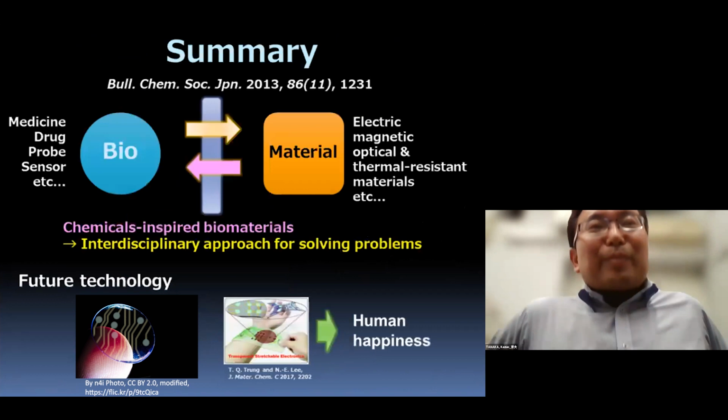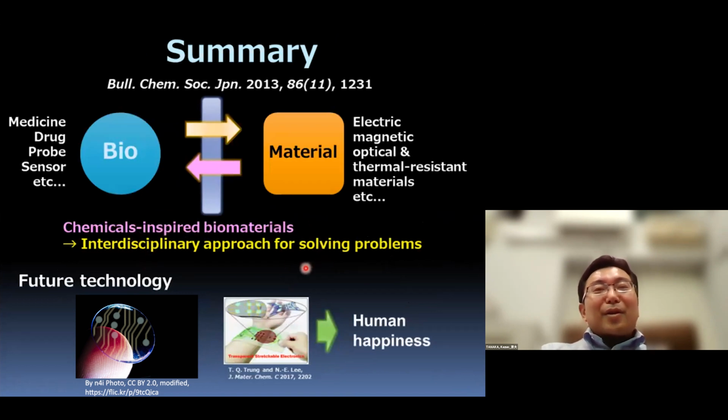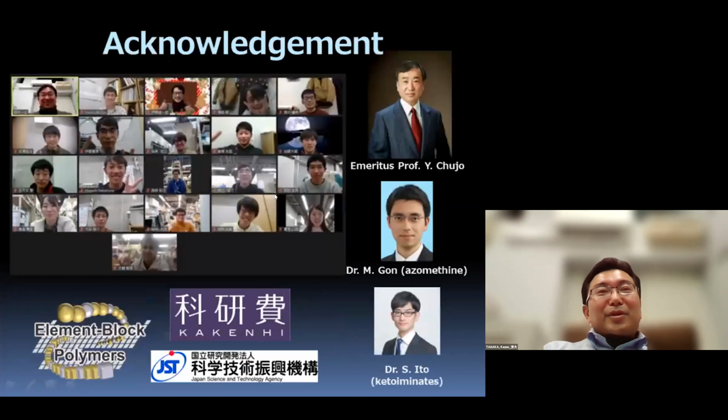So, these are a few examples of chemicals inspired by materials, and by developing future technology, we think we can contribute to improving human happiness. Based on such an interdisciplinary approach for solving problems, these ideas should be useful for obtaining such functionality.